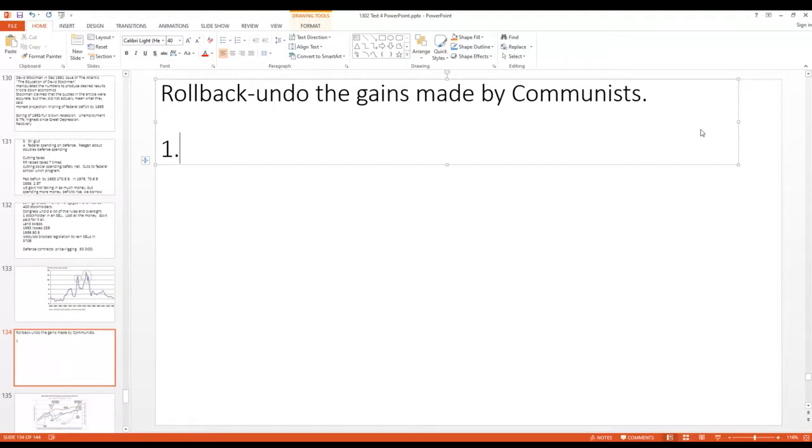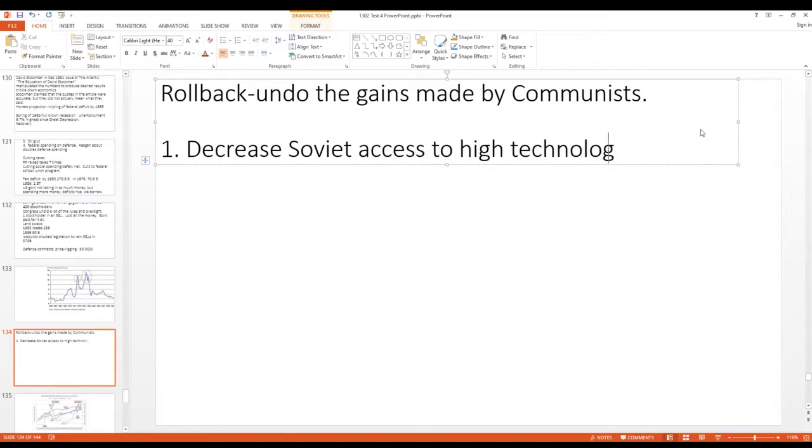All right, so what are we going to do to the Soviets? Decrease Soviet access to high technology. There was a lot of technology the Soviets needed, which they could not produce, and Reagan is going to stop them from getting it from the West.